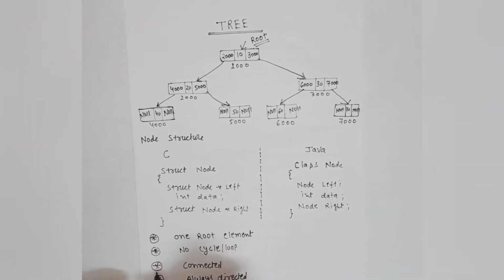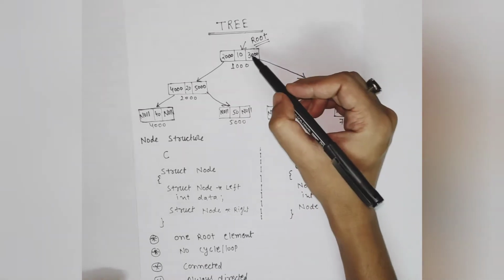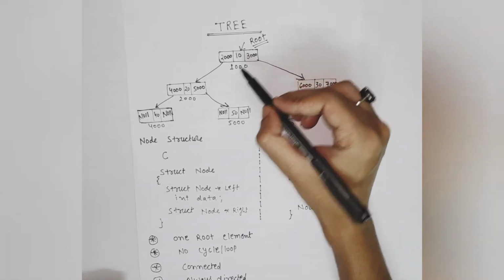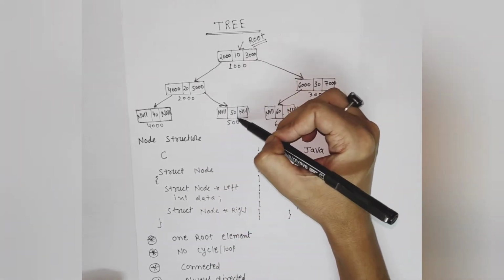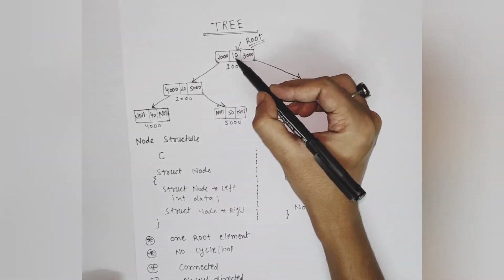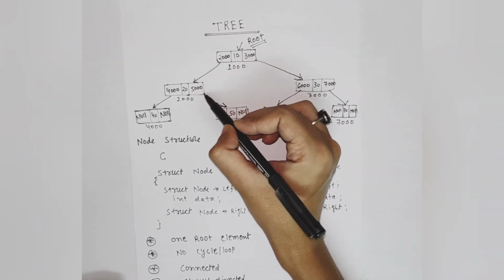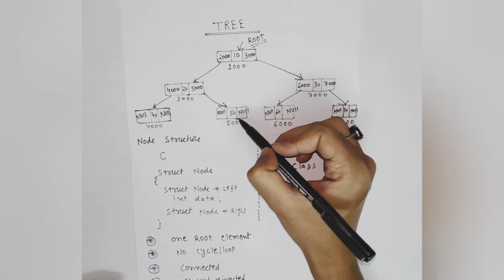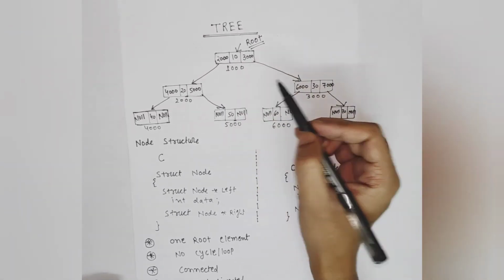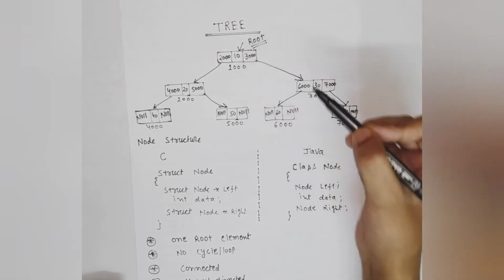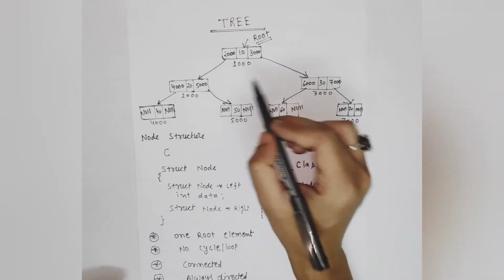After that, the third property is that it is always connected. Connected means that from the root element you can reach any element. Suppose I want to reach 50. I can traverse from here to this node, and from this node to the left is this node. So we can reach from 10 to 50. Similarly, you can reach from 10 to 60 or anywhere else. So it means it is connected.